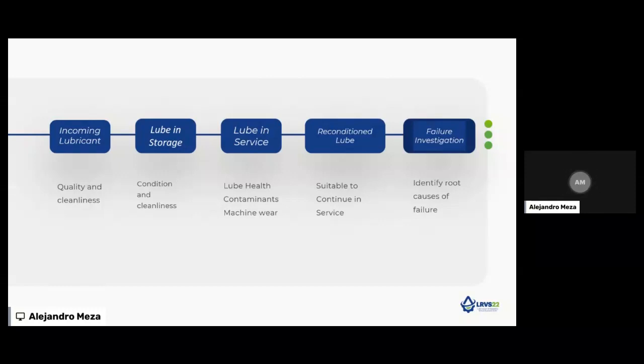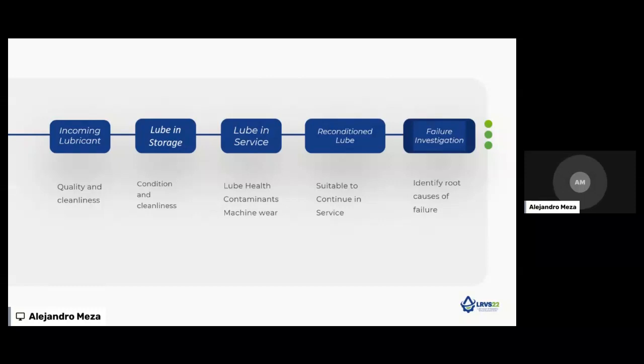So looking at this lubricant life cycle, the incoming lubricant may be tested to check the quality, as I mentioned, or to monitor the cleanliness and determine the need for cleaning or dehydrating the lubricant. In the next stage, we can analyze the lubricant that has been in storage, in the warehouse, in the lube room.